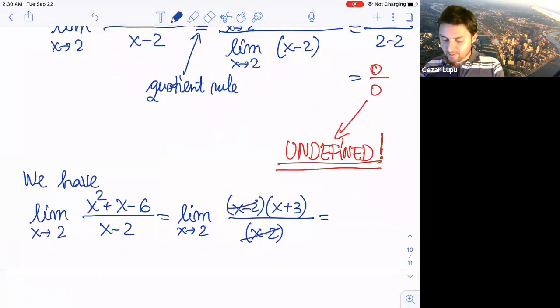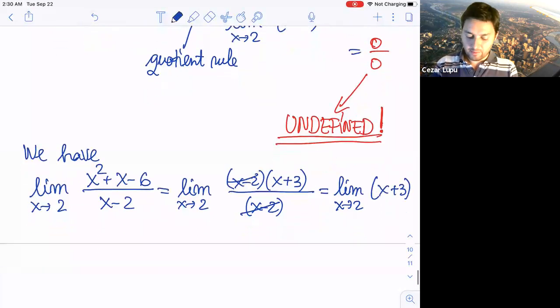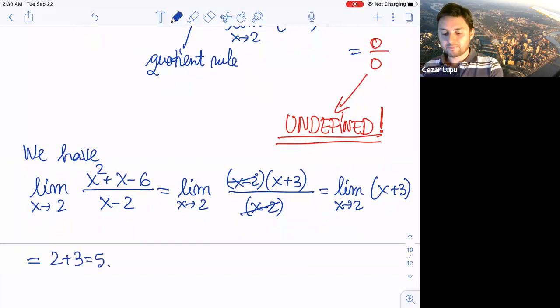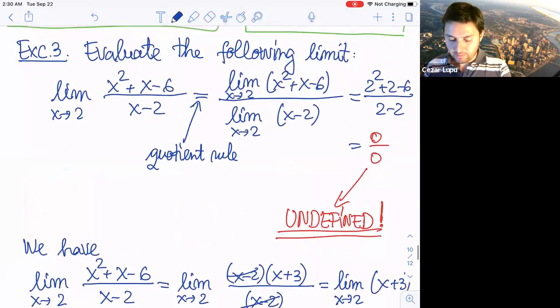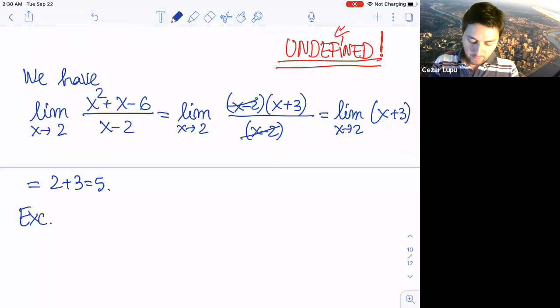So finally, I can write this in a simplified way as the limit as x approaches 2 of x plus 3. And this will be equal to, if you plug in x equals 2, 2 plus 3, which is 5. Wow, that's great. Well, the simplification is valid as long as x is not 2, but x approaches 2, but is not equal to 2. So we won't have any problem. All right, let's do many more examples of this type, because I want you to get the main idea.